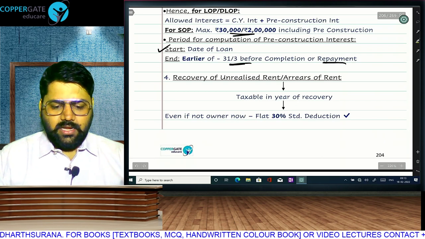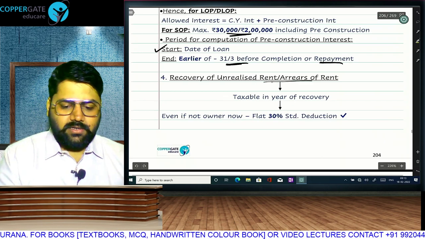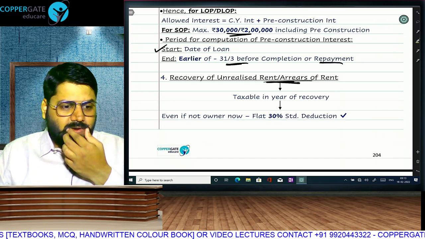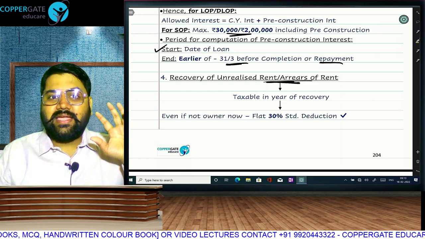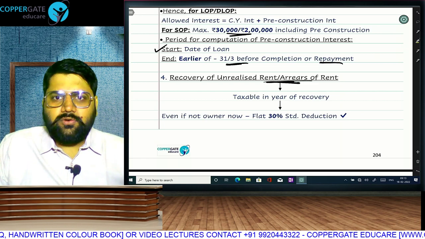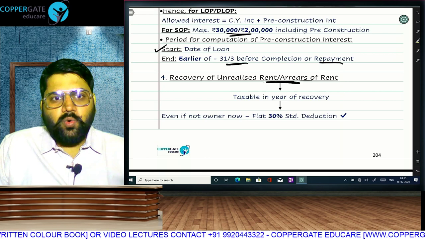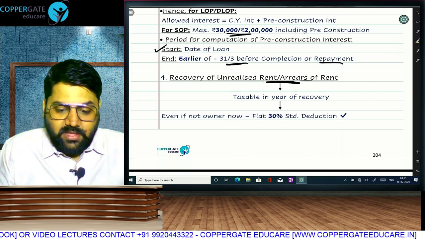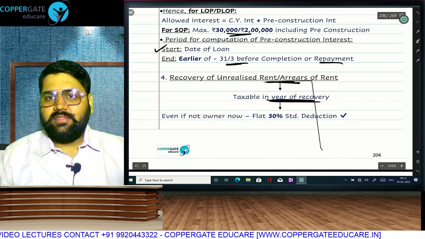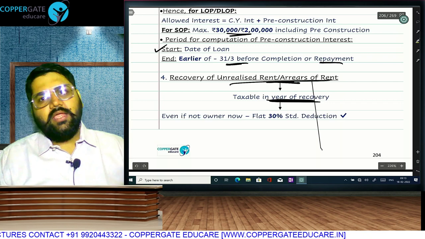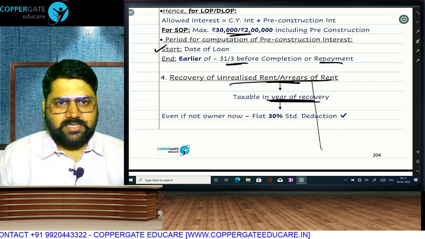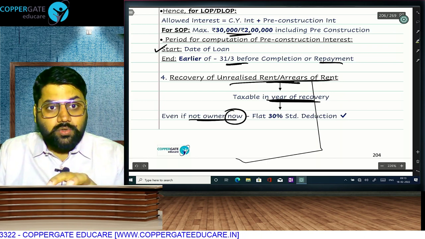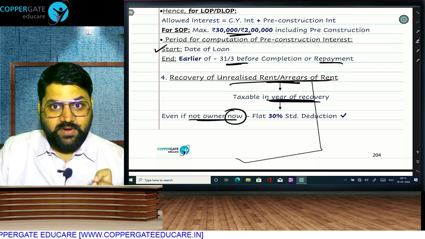And the last concept, if there is any recovery of arrears or unrealized rent. Past year there was unrealized rent and now it is recovered. Or past year there was nothing unrealized, but your past tenant wants to give you something extra due to reworking of your rent agreement. So you are recovering any extra rent for a past year about which you had no idea in the earlier year. Then that will be taxable in the year of recovery. Same treatment for both. Recovery of unrealized rent as well as arrears will be taxable in the year of recovery, even if you are not the owner now. Now you may not be the owner, but in the year to which the rent pertains, you were the owner.